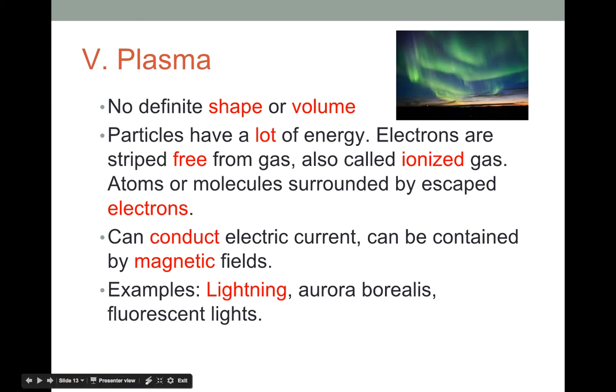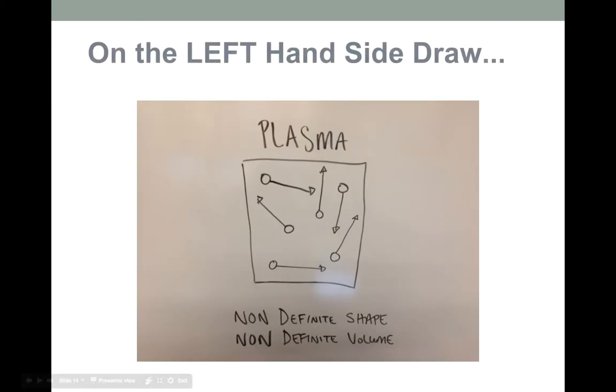On the left-hand side, go ahead and draw the molecular arrangement of plasma. Notice how these arrows, or this energy, is the greatest, so draw the arrows the longest out of all four states of matter. And plasma, again, has non-definite shape, non-definite volume.